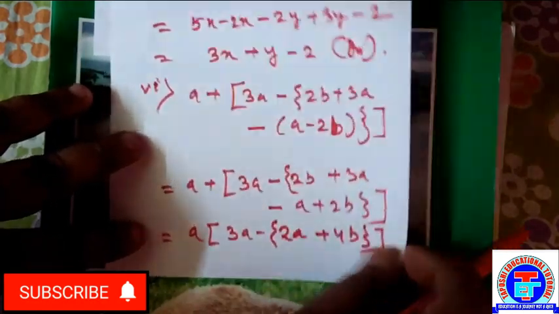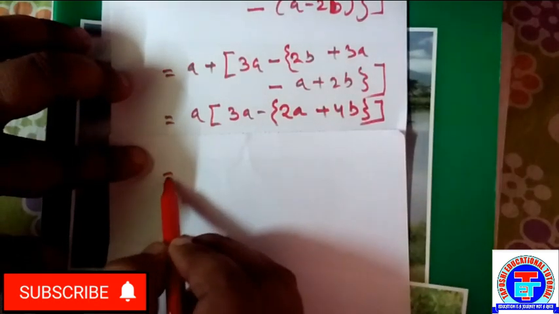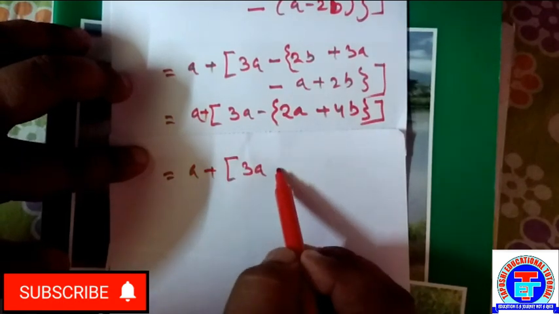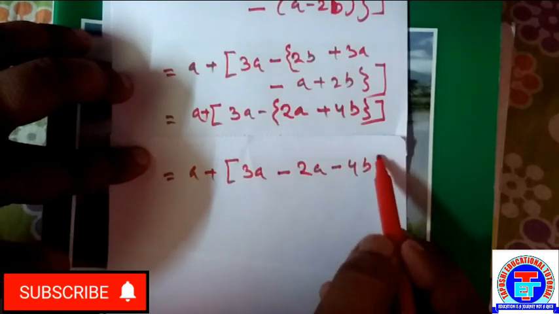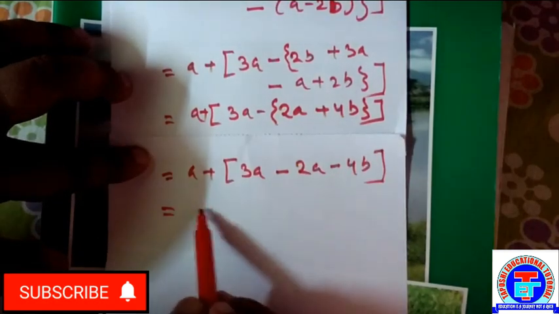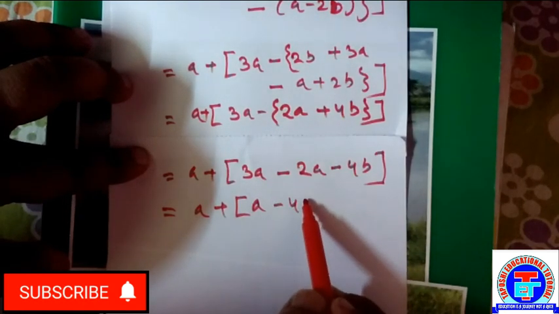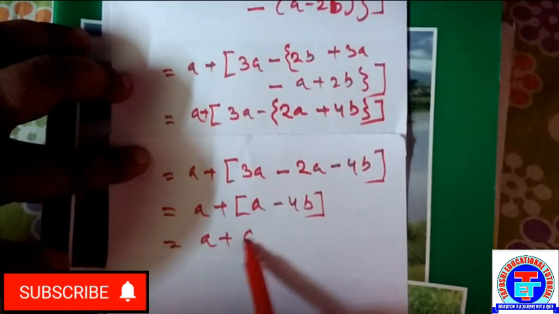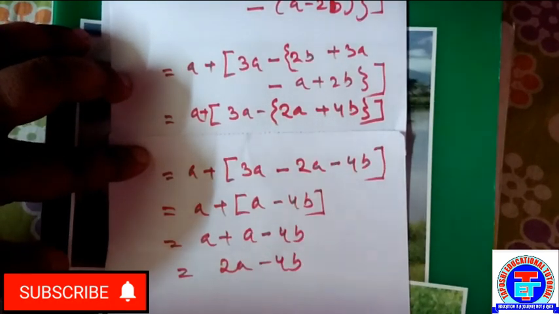Now it will become a plus 3a minus 2a minus 4b. We remove the curly bracket. Now it will become this one, a minus 4b, right? Now remove the third bracket, a plus a minus 4b, that means 2a minus 4b, right?